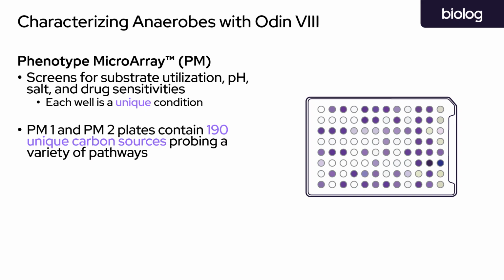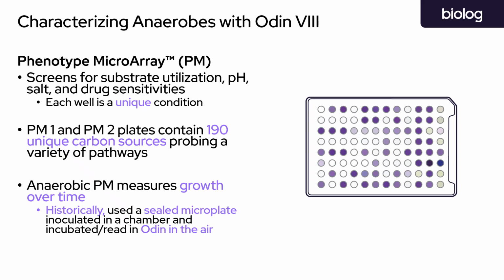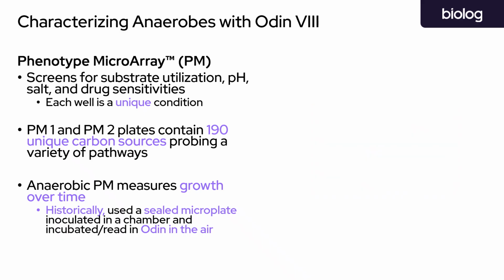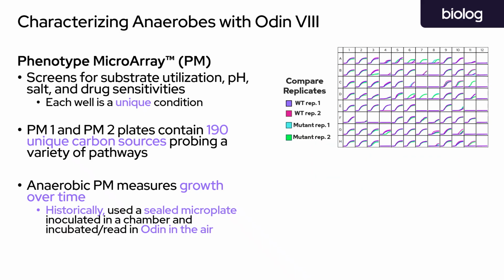In particular, PM1 and PM2 test the utilization of 190 different carbon sources, which probe a variety of pathways where growth can be measured over time. Historically, anaerobes were characterized by inoculating a PM plate inside an anaerobic chamber, sealing that plate, and then bringing it out into the air to incubate and be read in Odin. So here's an example of the type of data you can see with these plates.